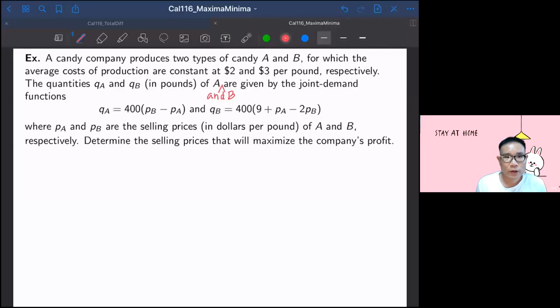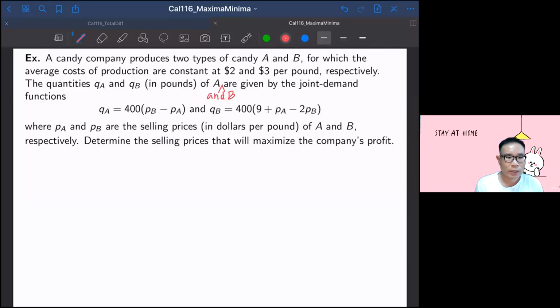In this video, we're gonna see the application of the maxima and minima of two variable functions. So the first example is a candy company produces two types of candy A and B, for which the average cost of production are constant at $2 and $3 per pound, respectively.